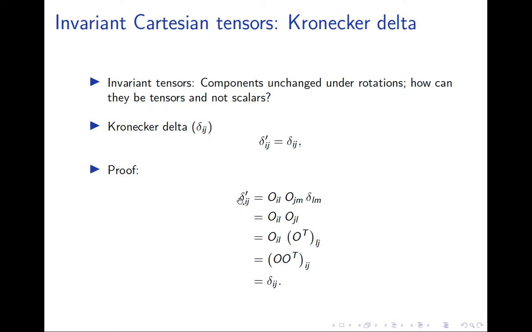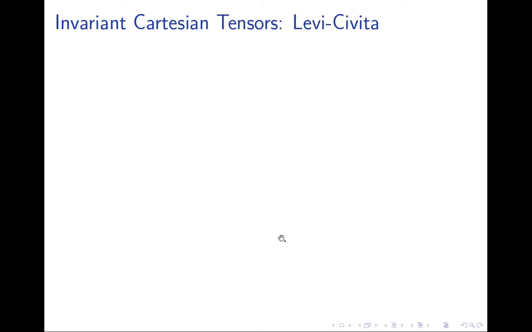This is nice because this means that in all frames, delta 1 1 is always equal to 1, delta 2 2 is always equal to 1, and delta 3 3 as well. We don't have to worry that this was 1 in one frame, but maybe in a rotated frame it will look like 2 or 3 or 4 or something. No, it doesn't happen like that. It is an invariant tensor, so even after doing that orthogonal transformation, you will find that the respective components remain 1 when i and j are the same, and equal to 0 when i and j are different.